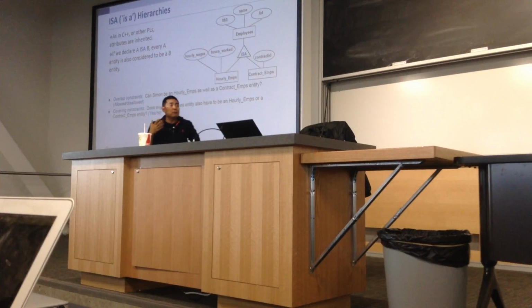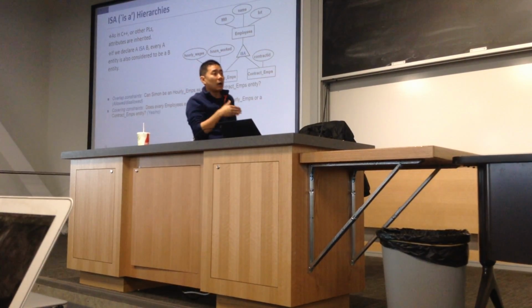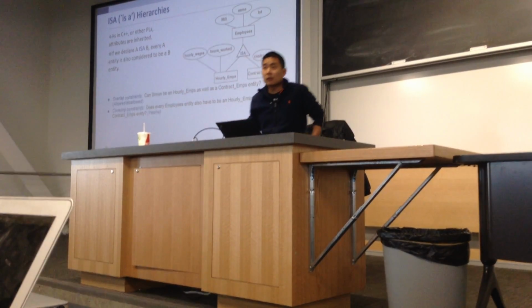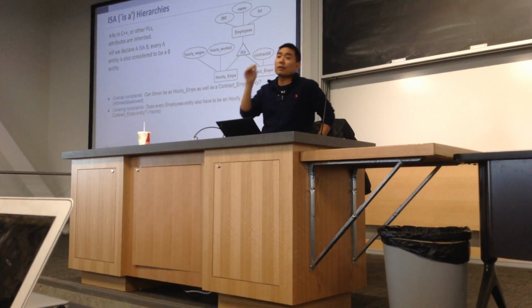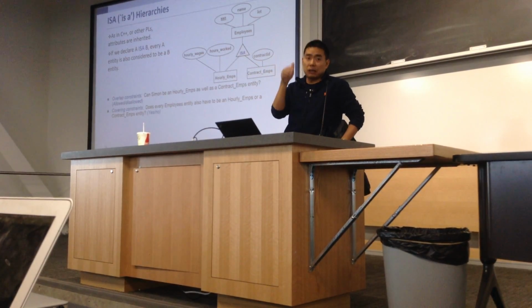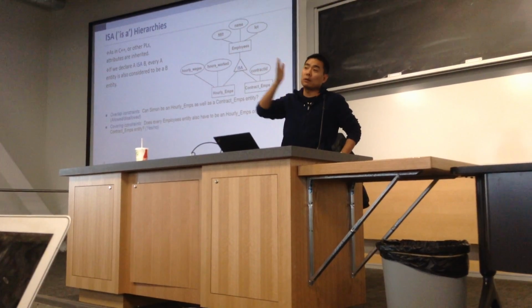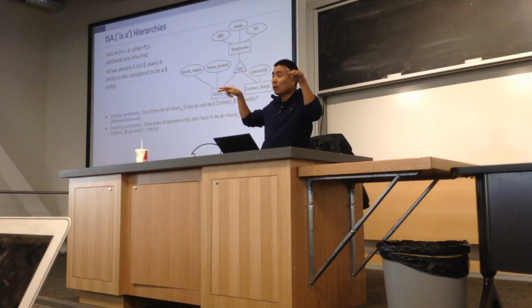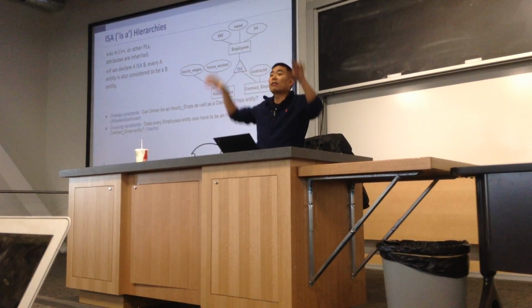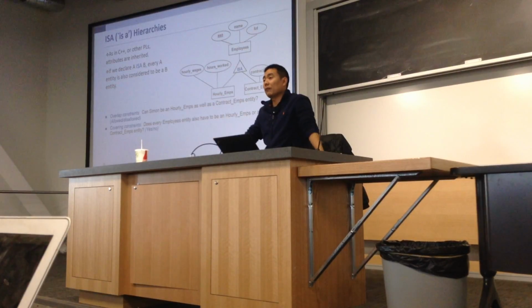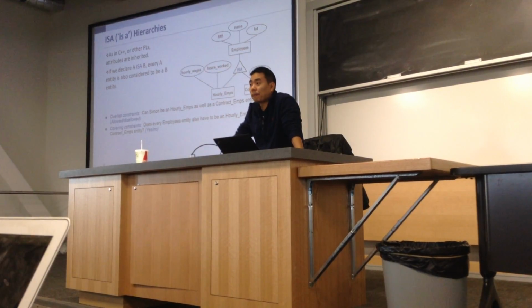In other words, every employee must be either an hourly employee or a contract employee. If the covering constraint is true, that means yes, every employee must be either an hourly employee or a contract employee, meaning the two child entity sets together cover everything in the parent entity set.